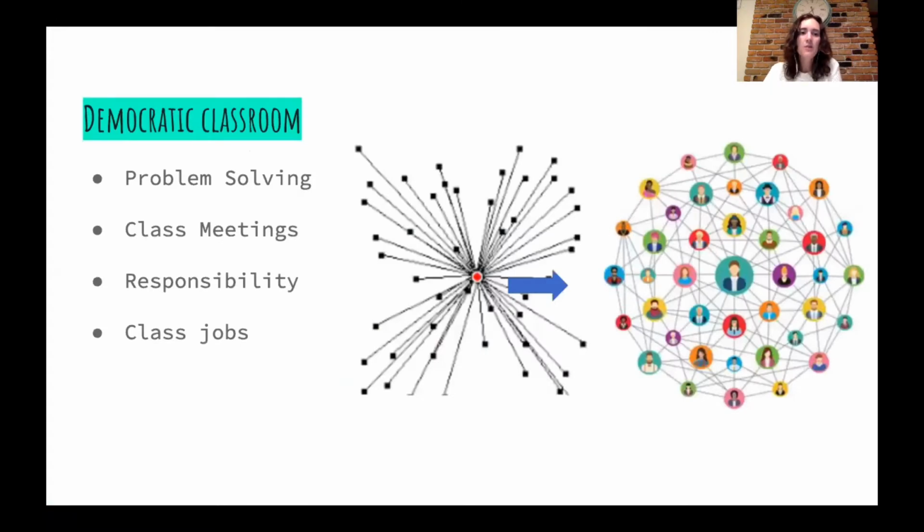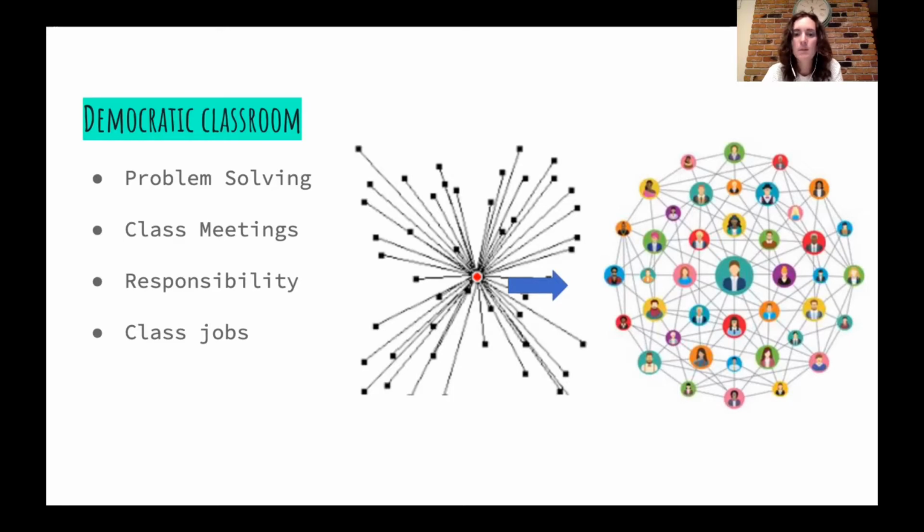To start off with, I'm going to share my philosophy about the democratic classroom. If you look at the image in the middle with the red circle and all of the lines coming from that, that would be what many classrooms look like. And what I am moving towards is what's on the right. This is my third year of putting this into practice.